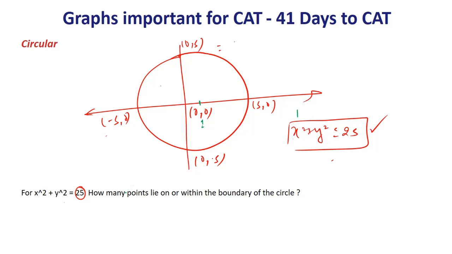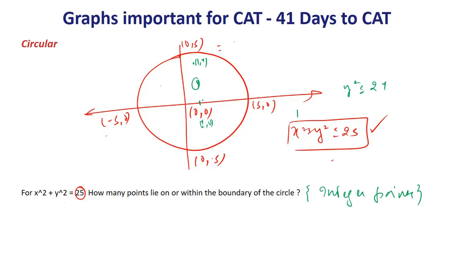How many points lie on or within the boundary of the circle can be calculated only in case of integer points, because obviously in case of non-integer there will be infinite number of points. To finitely calculate it, you will have to take integers. So let's say x is equal to 1, then y square is less than or equal to 24. So y can go on till 4, because you have to get a perfect square to get an integer. So from 1, 0 it can go on till 1, 4. It cannot go to 1, 5 because then it will become 26.